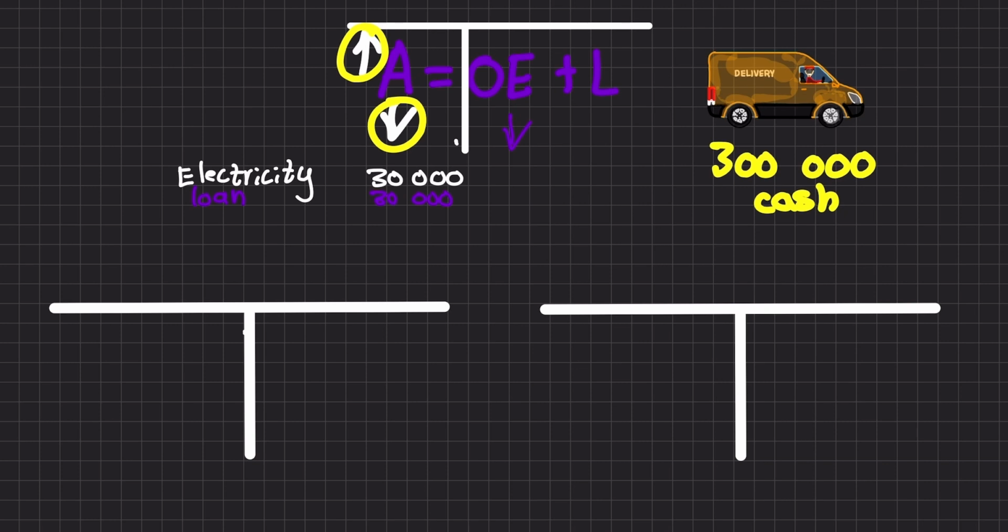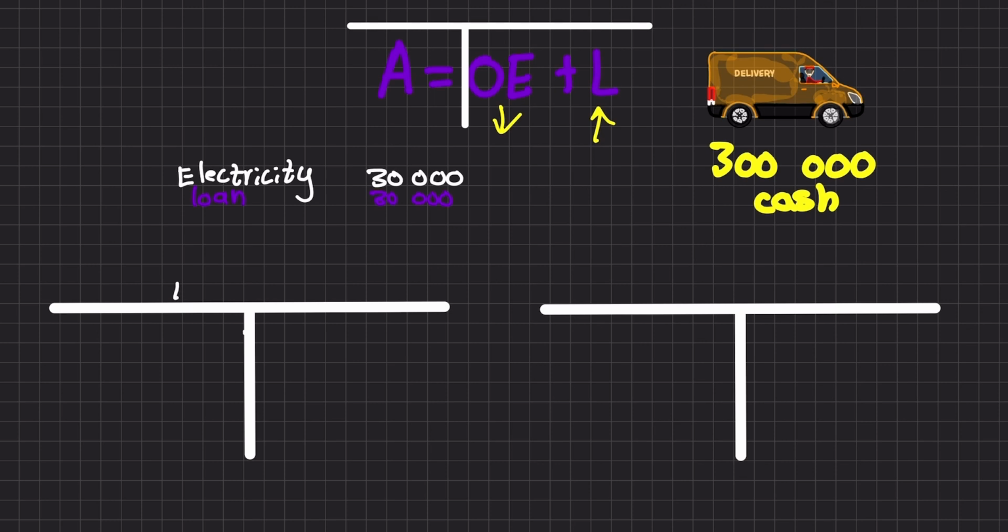If we looked at our accounting equation, what would happen? Well, electricity is an expense. So if we just get rid of the rest of these arrows, we can see what's going on. Electricity is an expense, meaning owner's equity is going down. Now a loan is going up, so your right-hand side basically just balances out, because liabilities are increasing by 30,000 and owner's equity is decreasing by 30,000. So it balances perfectly.